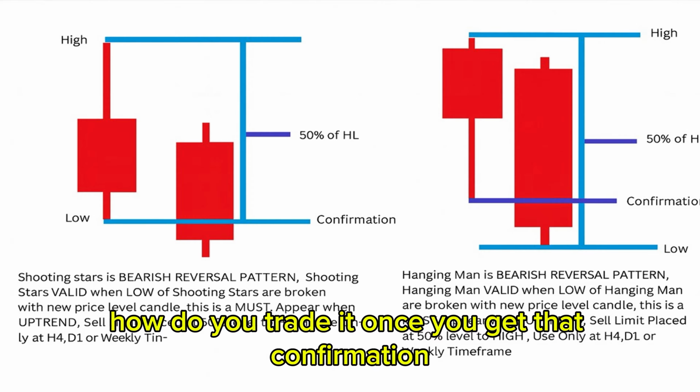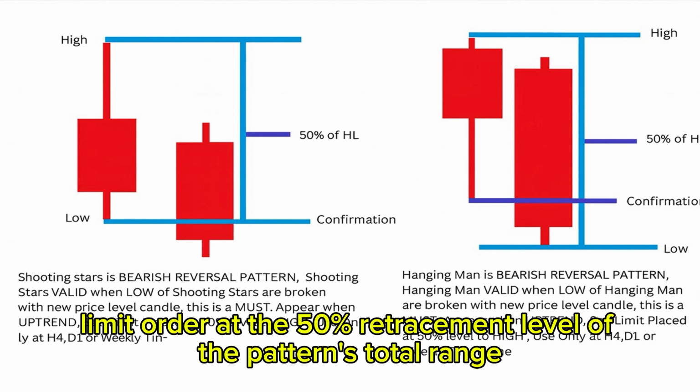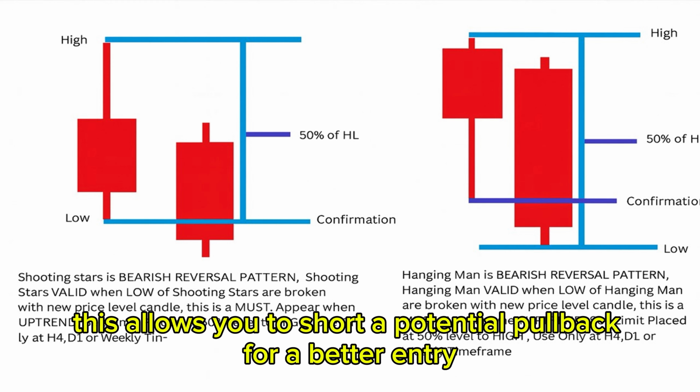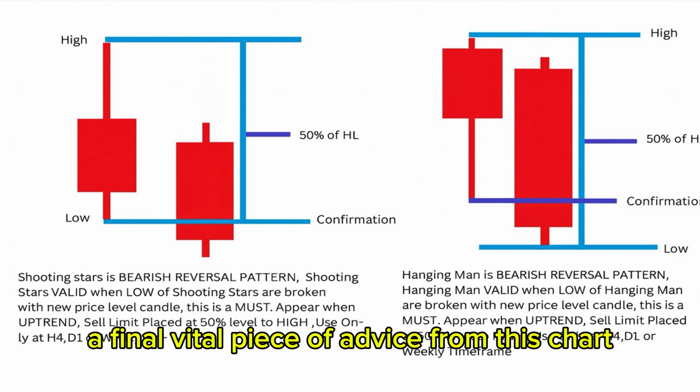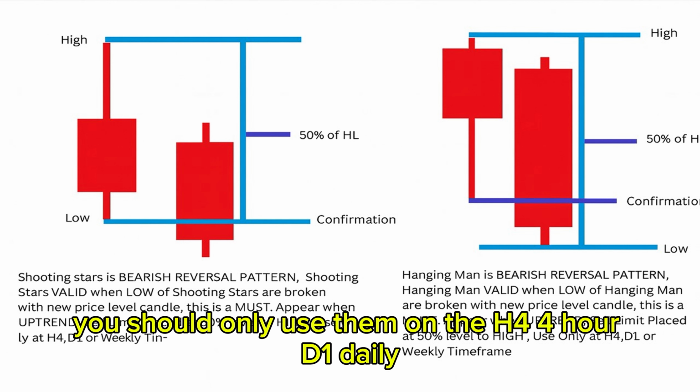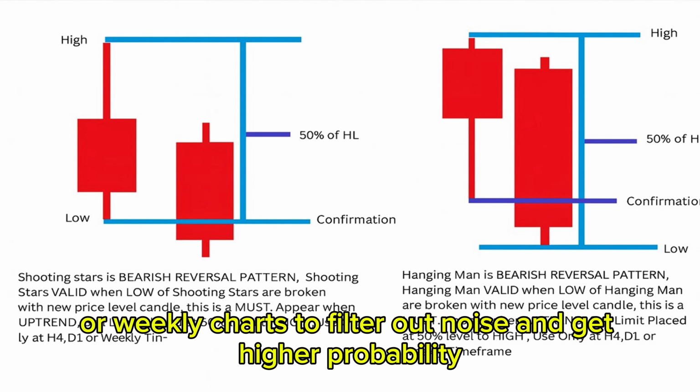Once you get that confirmation, you can place a sell limit order at the 50% retracement level of the pattern's total range, that is halfway between its high and its low. This allows you to short a potential pullback for a better entry. A final, vital piece of advice from this chart. These patterns are most reliable on higher time frames. You should only use them on the H4, 4-hour, D1, daily, or weekly charts to filter out noise and get higher probability signals.